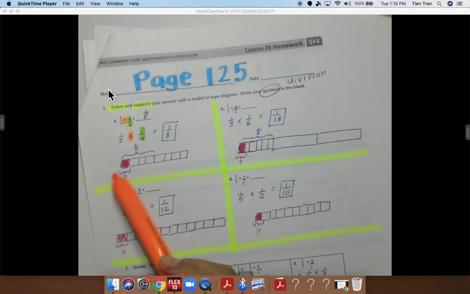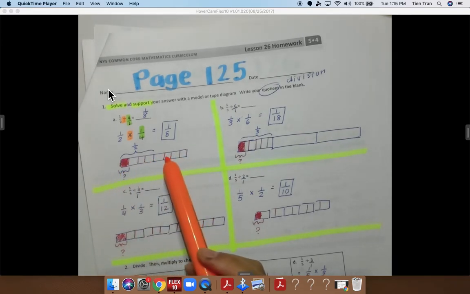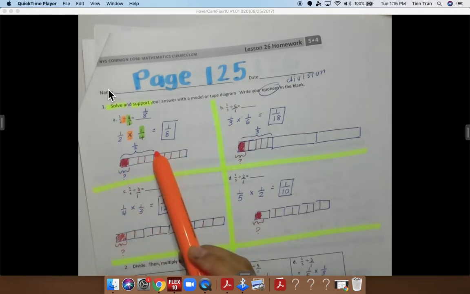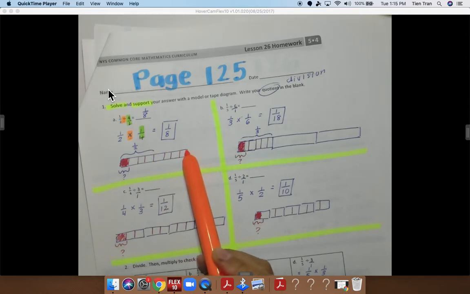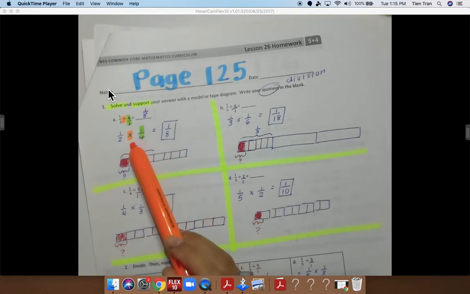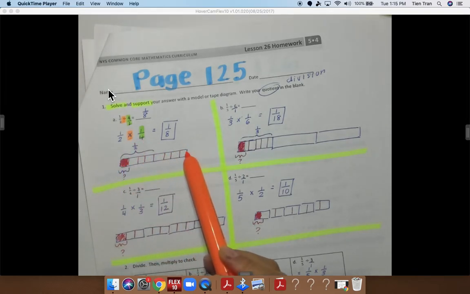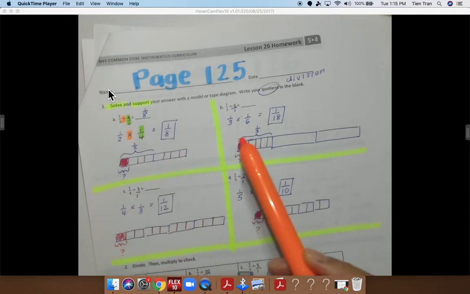If I were to draw a tape diagram, this is what it would look like. Notice that first it was divided into 1/2, and then it was split into 4 pieces. And if you count all the pieces, there are 8 pieces in all.